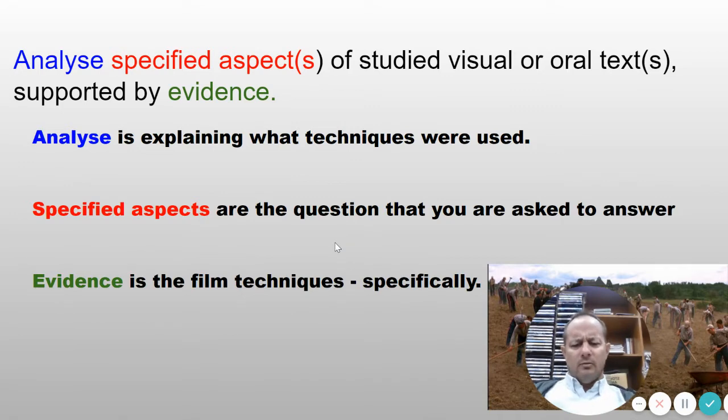Hello, today we're going to have a look at writing body paragraphs for our studied visual text, The Shawshank Redemption. Once again, we've got our performance criteria here: analyse specified aspects of studied visual and oral text supported by evidence, which we've looked at and talked about.